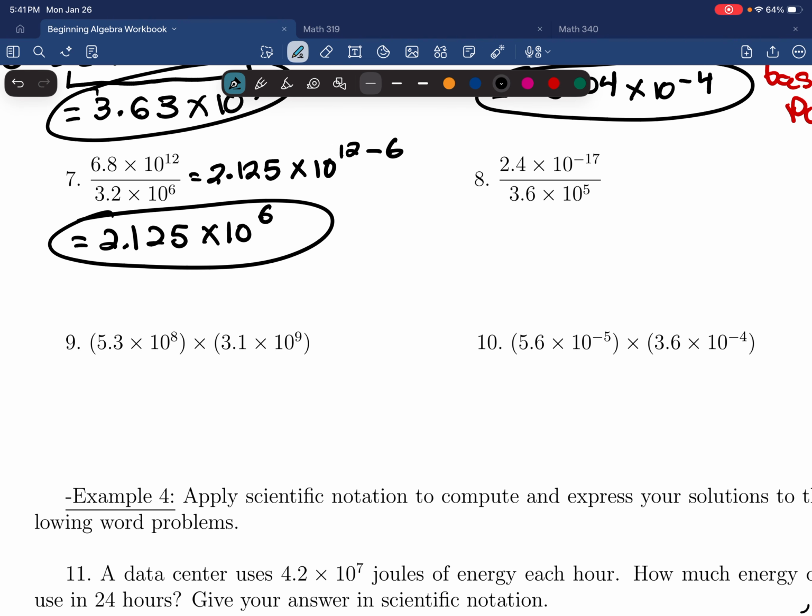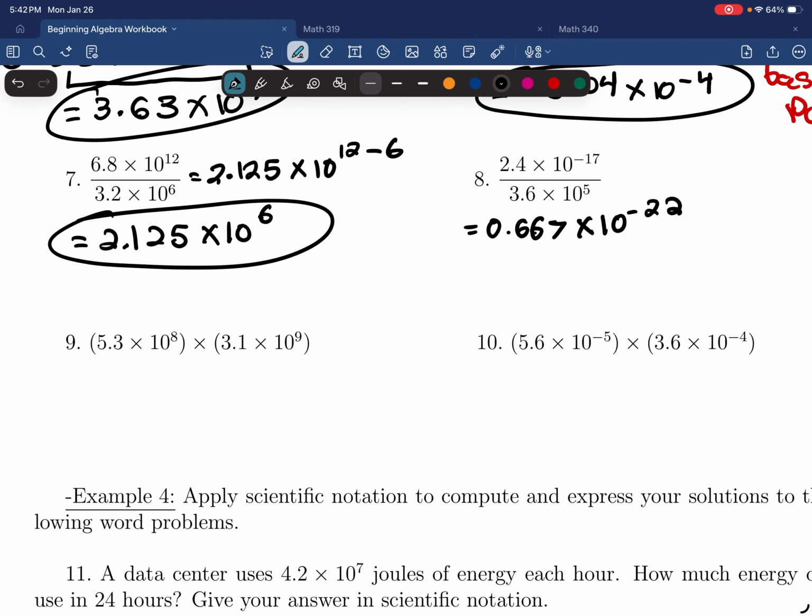So we have 2.4 times 10 to the negative 17th power, all divided by 3.6 times 10 to the 5th power. So as before, let's divide. So 2.4 divided by 3.6 becomes 0.66. Because this is repeating, we can round it up to 0.67. And then we're going to need to use the exponent rule. So times 10, negative 17 minus 5 is negative 22.